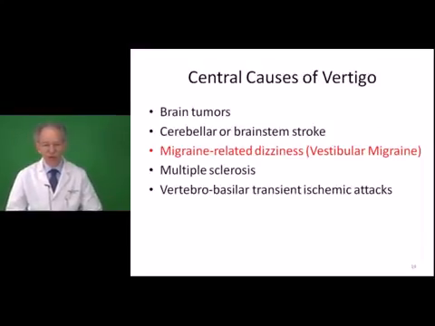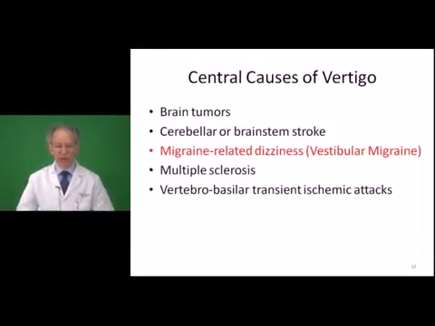Central causes of vertigo, that is, causes of vertigo based upon brain abnormalities, are several, and I have highlighted in red migraine-related dizziness, currently known as vestibular migraine, because it is the most common central cause of vertigo.